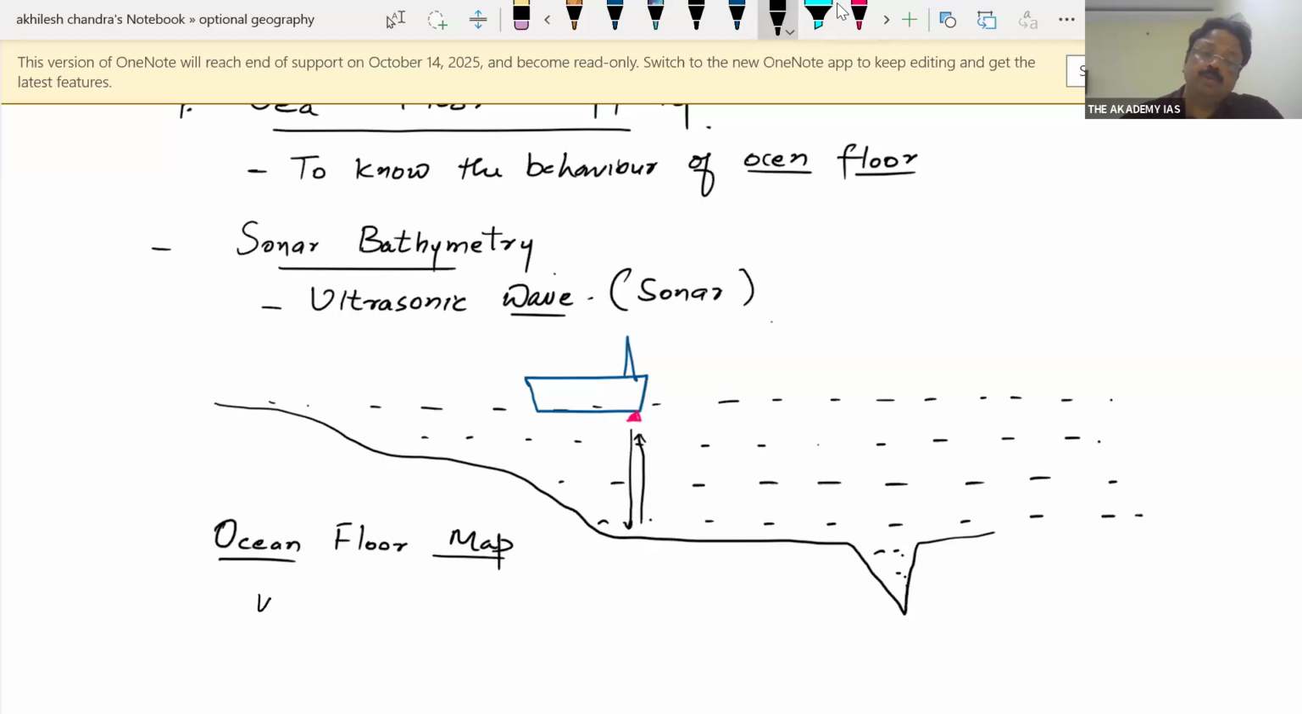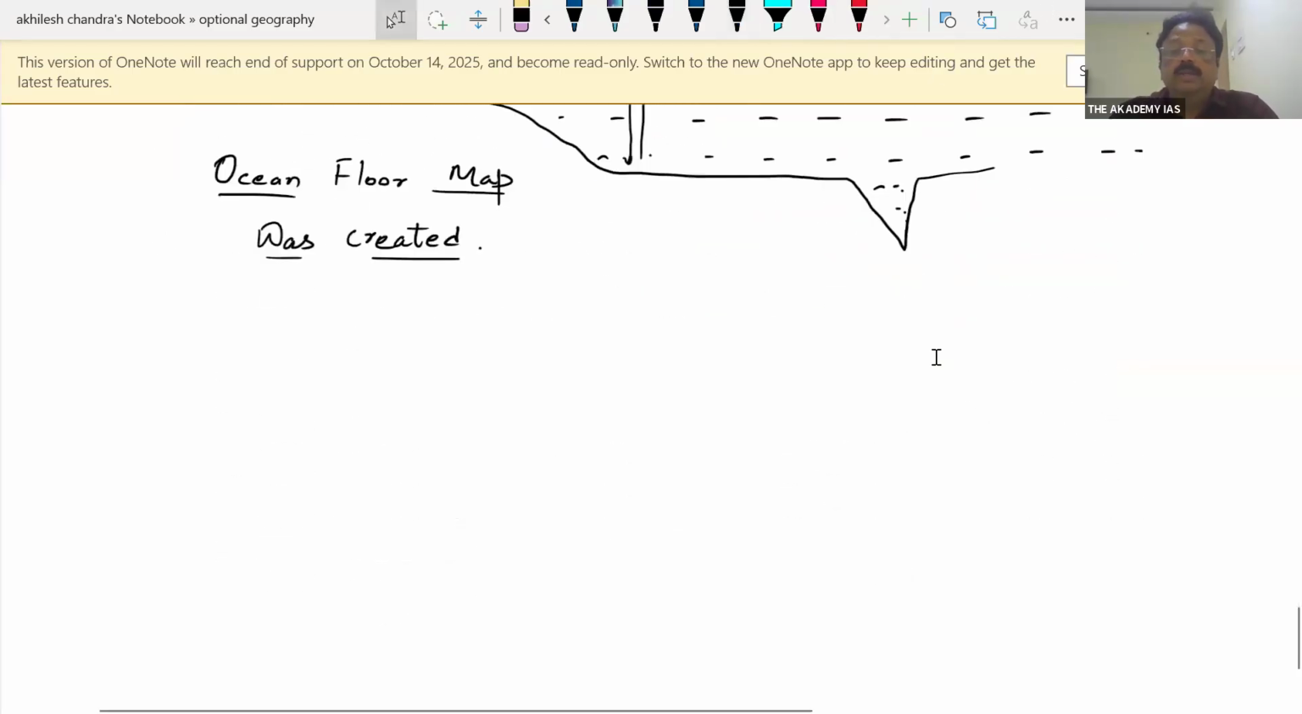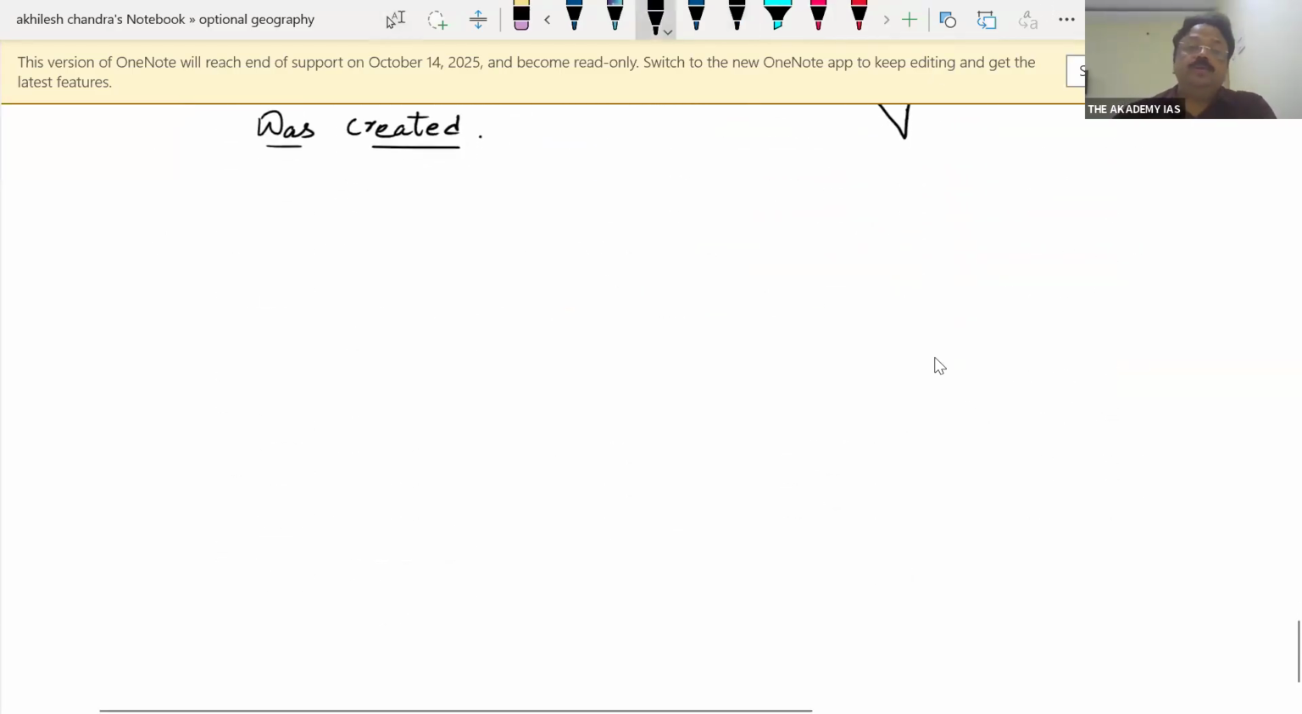Map was created. And very peculiar topographical features were observed under the water. So let me explain those features. When you see the ocean, you will find the following topographical features.